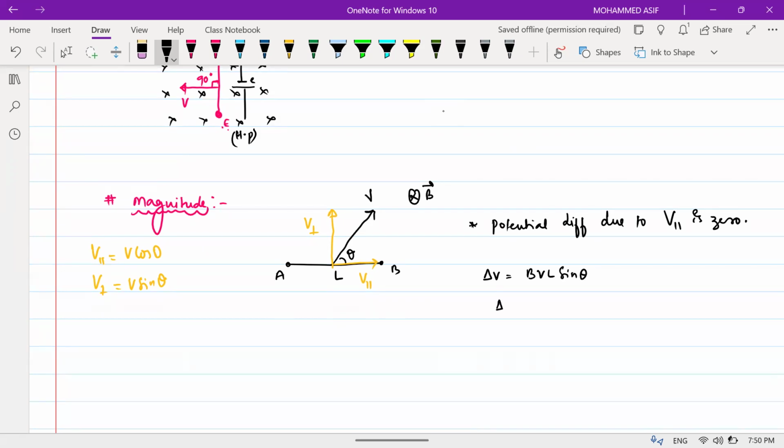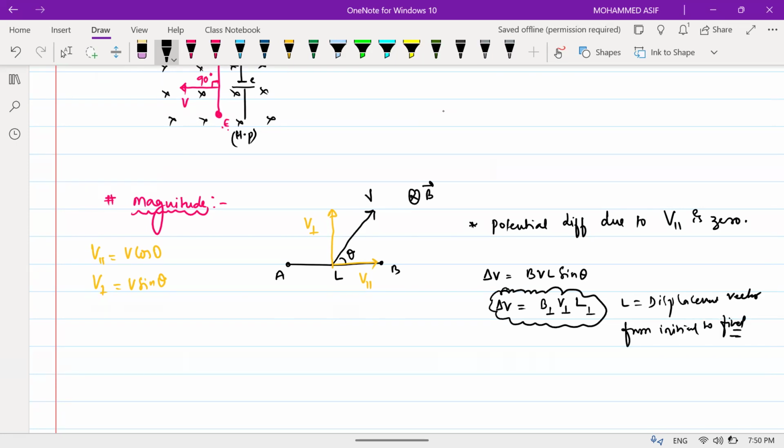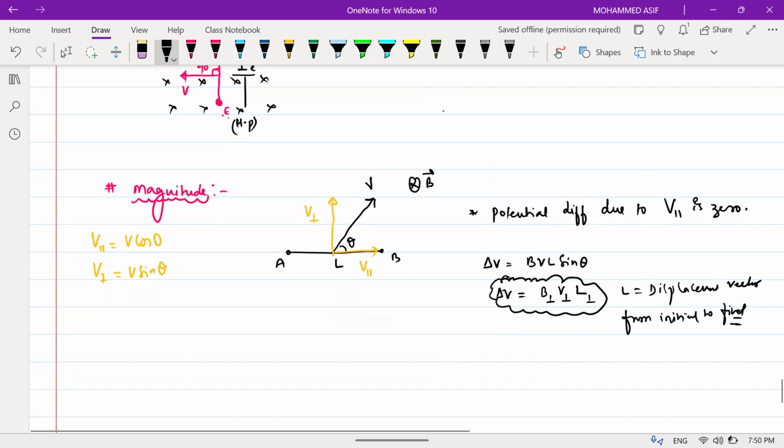That means, in vectors, as you might have studied, all three must be perpendicular to each other. B must be perpendicular to V and V must be perpendicular to the length of the conductor. Everything should be perpendicular. B, V and L should be perpendicular. Then only there will be a potential difference. What is L? L is nothing but the displacement vector, from the initial to the final position. Am I clear?